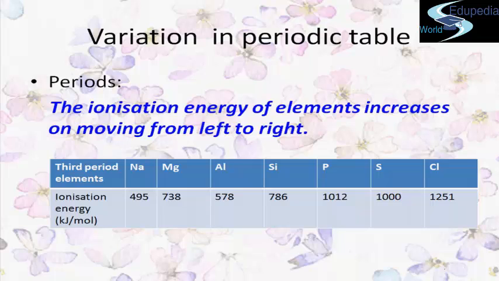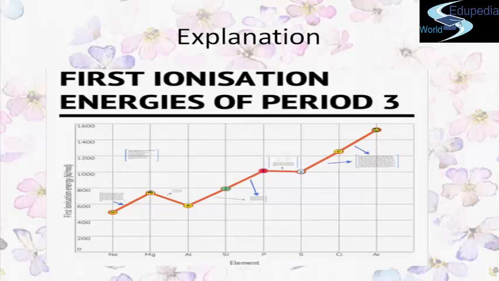So let's understand this variation: it is moving in increasing order, but there is a small variation between elements within the period. You can see this graph with the variation of the first ionization energy of period 3. Let's understand one by one how and why the variation is occurring.